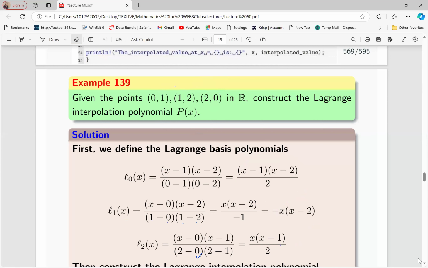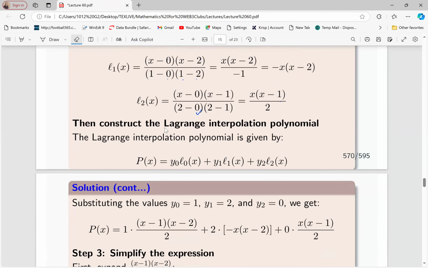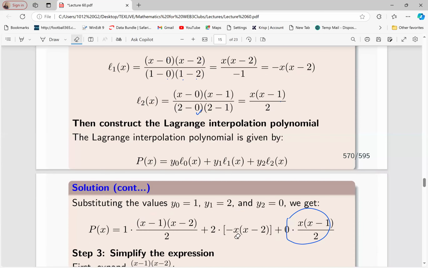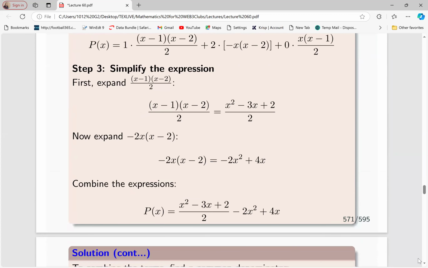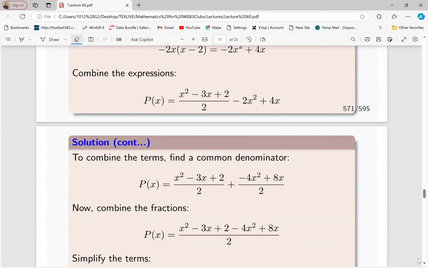Collect like terms. That is what I'm doing in the next step. I'm just multiplying by the corresponding values of y, and you note that the last value of y here was 0, so 0 times anything here will be 0. So I'm only concentrating on these two. When you simplify them, you come up with the polynomial. And this is the polynomial, simplified.